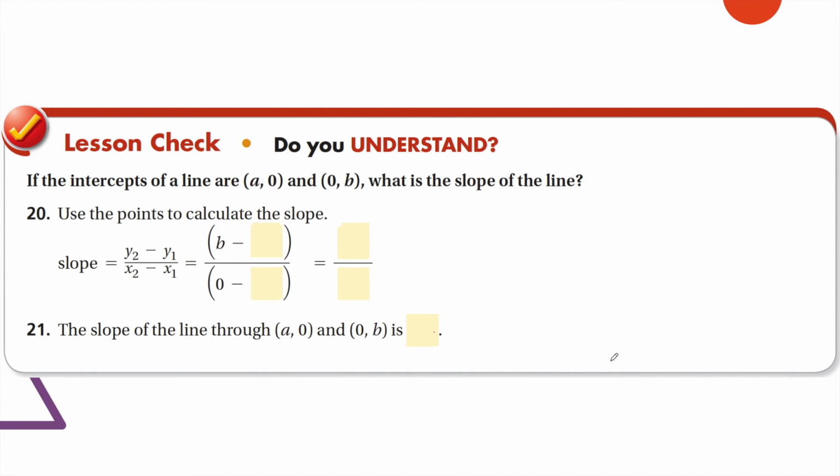And we finally made it to the lesson check. We're almost done, guys. Let's keep on powering through. If the intercepts of a line are (a, 0) and (0, b), what is the slope of the line? Use the points to calculate the slope.